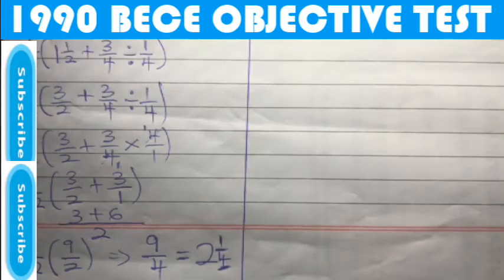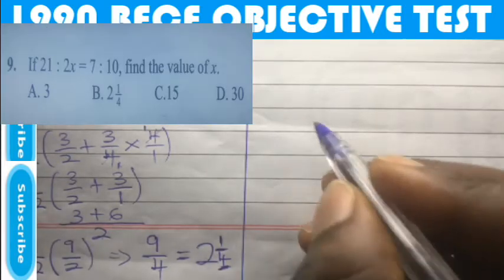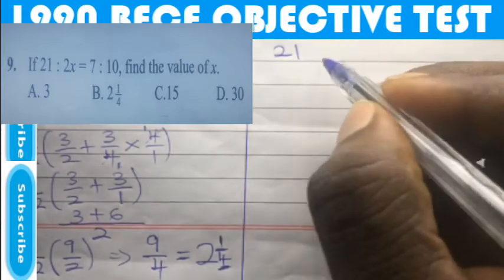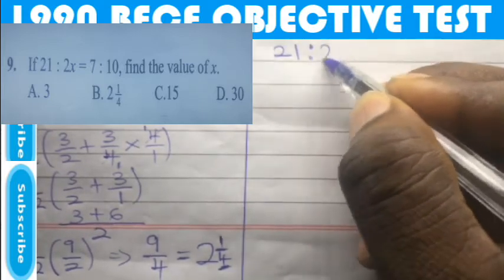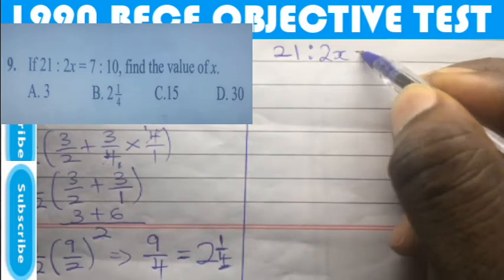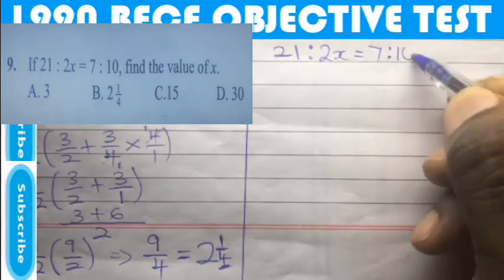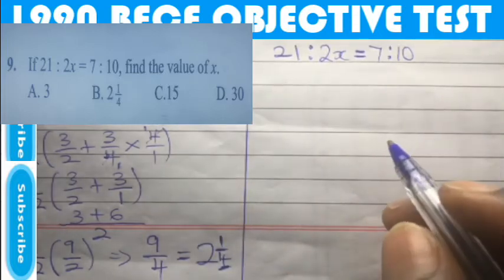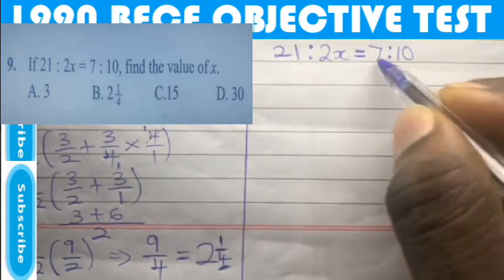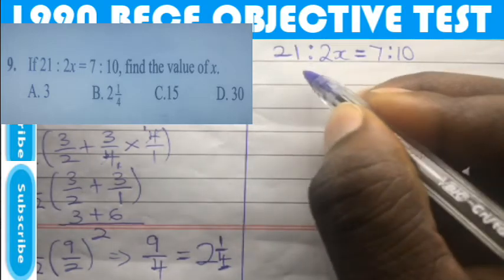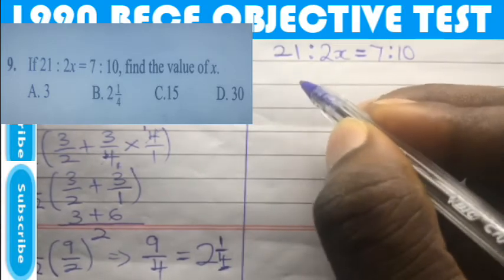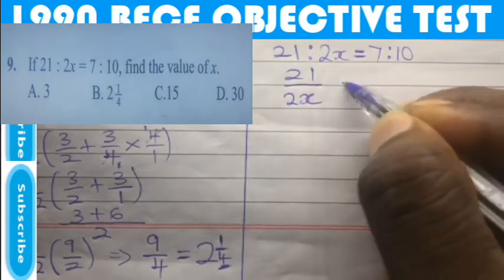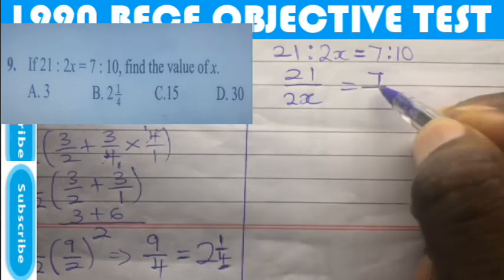Let's see how best we can solve this. Let me write the question down. So we are finding the value of x from this, and this under ratio, so we can express this as a common fraction, this also as a common fraction. That's one way of expressing ratio. So we have this to be 21 out of 2x, equivalent to 7 out of 10.